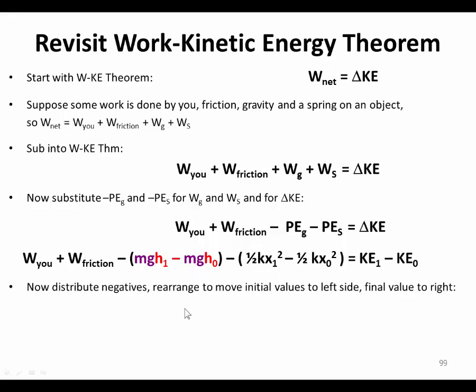What I'll do next is distribute these negatives into the first and second terms. We'll add a negative to the first term, and we'll cancel the second negative in both cases. Then I'm going to rearrange things a little bit. I'm going to take everything that has a final value and move it to the right side of the equation. I'm going to take everything that has an initial value, which is this term, this term, this term, and move it to the left side of the equation.